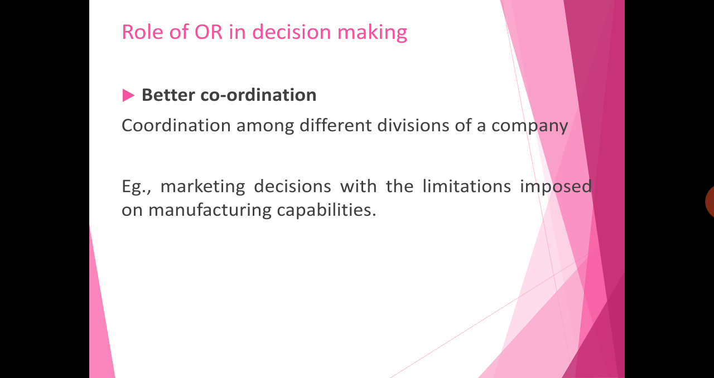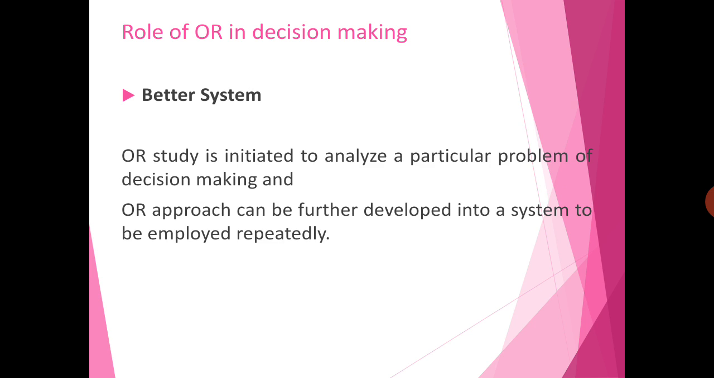Better coordination. An operations research oriented planning model helps in coordinating different divisions of a company. For example, coordinating marketing decisions with the limitations imposed on manufacturing capabilities.